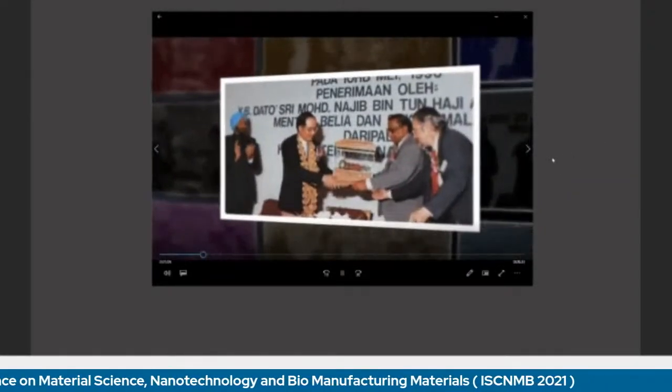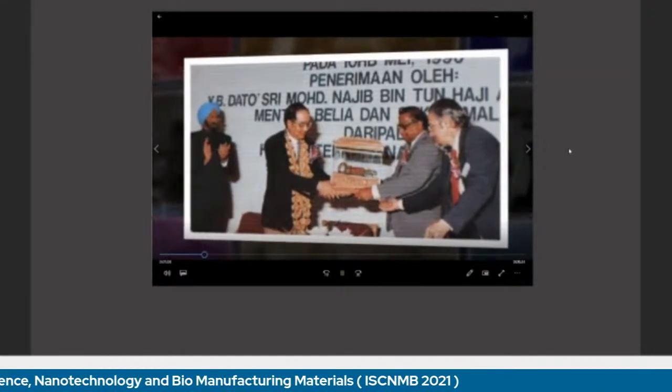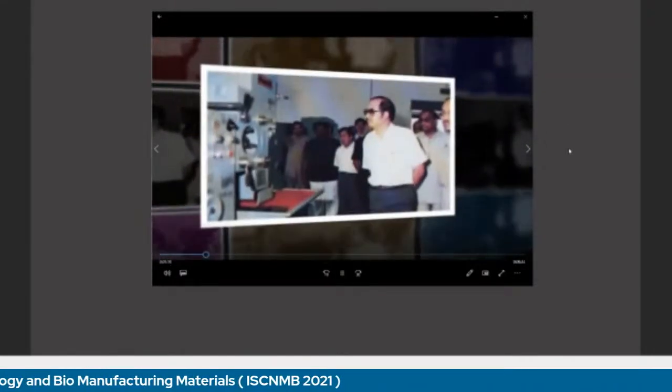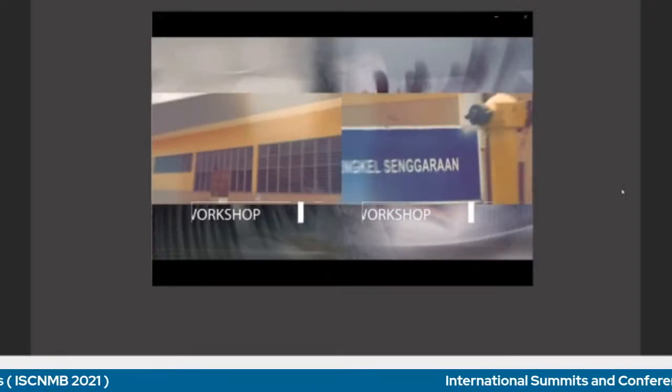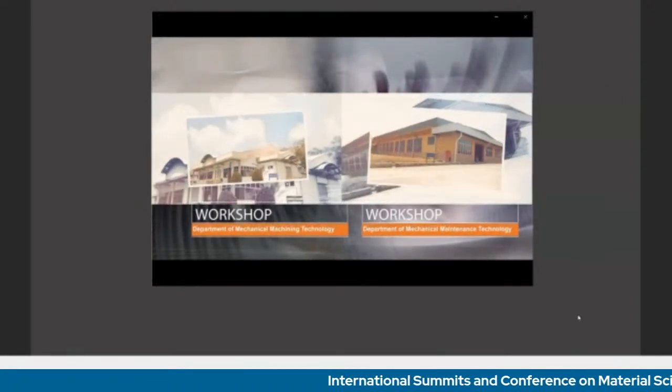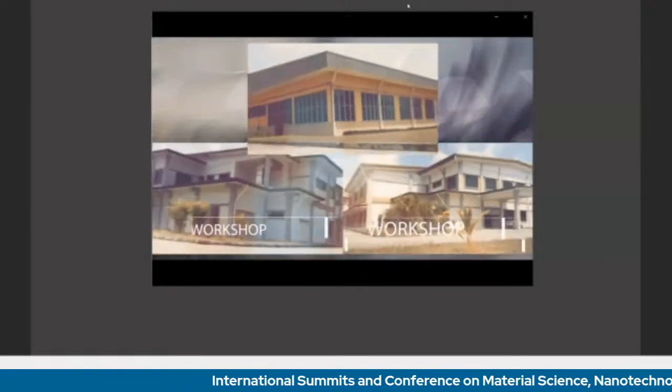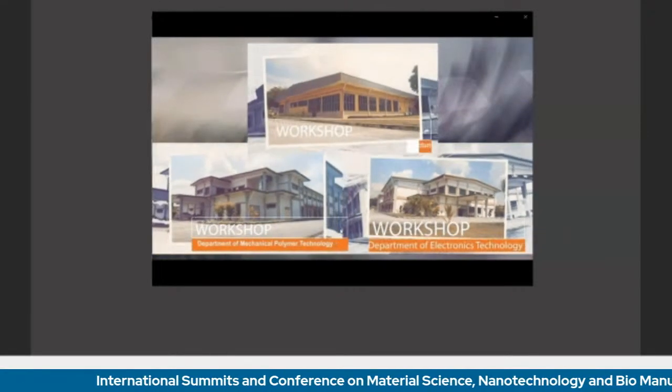The inauguration ceremony was officiated by Datuk Seri Najib bin Tun Haji Abdul Razak on the 19th of October 1988. IKTBN Sepang continues to provide high technology skills training in accordance to the National Key Industrial Plan.